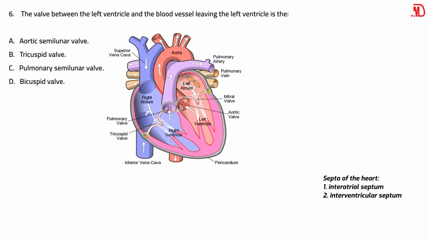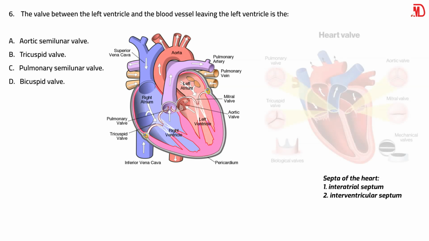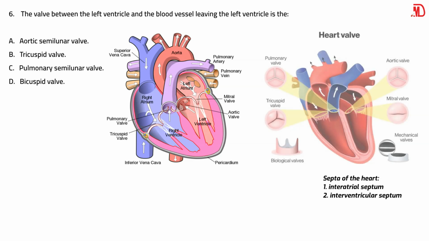The heart has four valves that control the direction of blood flow through the heart. These valves are: 1. Tricuspid valve. This valve is located between the right atrium and the right ventricle. 2. The pulmonary semilunar valve. This valve is located between the right ventricle and the pulmonary artery.